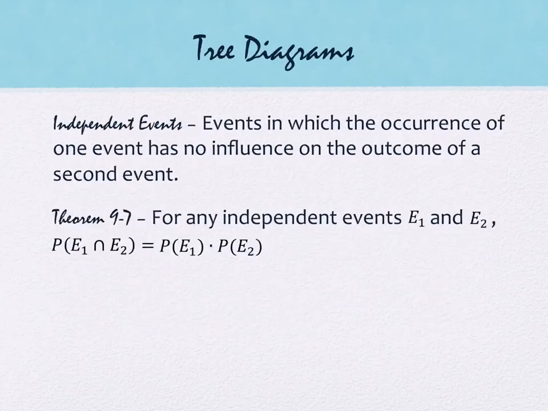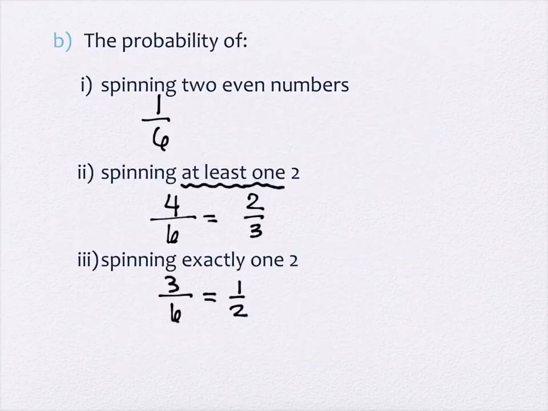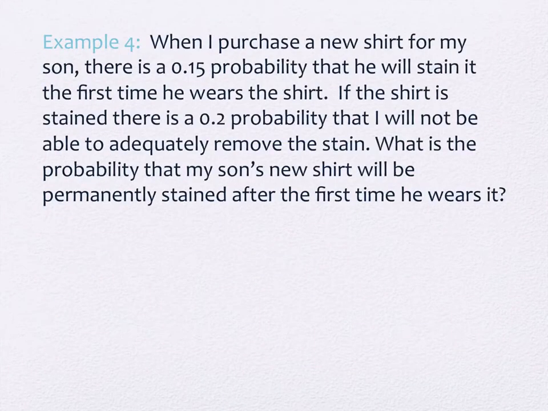So we're going to do a few more examples that are more application-based in nature and less game-based in nature. So here's one. I created this problem a long time ago. It might still be true. When I purchase a new shirt for my son, there is a 0.15 probability that he will stain it the first time he wears the shirt. If the shirt is stained, there is a 0.2 probability that I will not be able to adequately remove the stain. What is the probability that my son's new shirt will be permanently stained the first time he wears it?